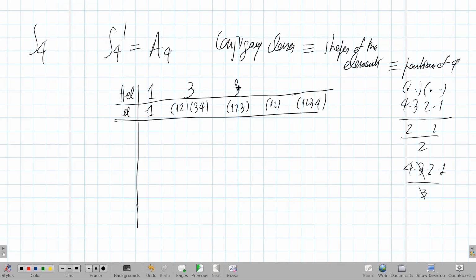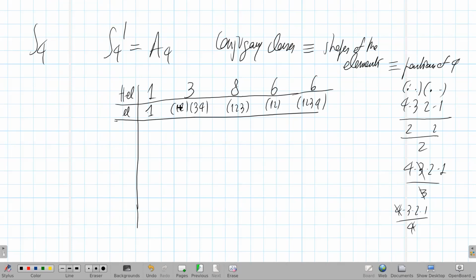So you have 8 as before, except that in A4 you had 8 elements split in 2 conjugacy classes, whereas here you have just 1 class. And here you have 4 times 3 divided by 2, which is 6. And here you have 4 times 3 times 2 times 1 divided by 4, because you can write a 4-cycle in 4 different ways. And that's 6, okay?